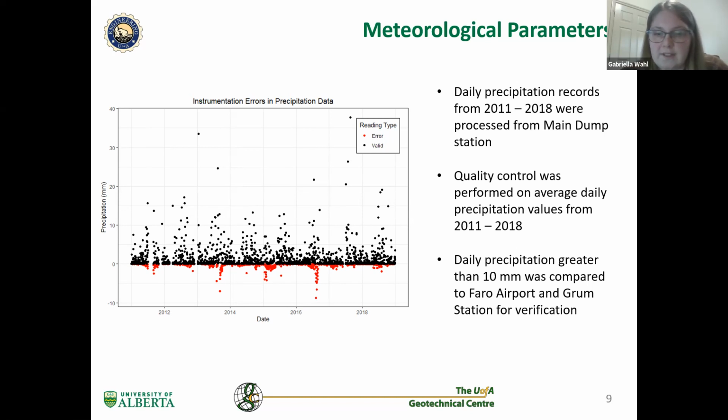So when compared against each other, it was evident that although the precipitation readings obviously weren't exactly equal, they did reflect storm events moving through on the same days. So I was comfortable moving ahead with the precipitation data that we have here.